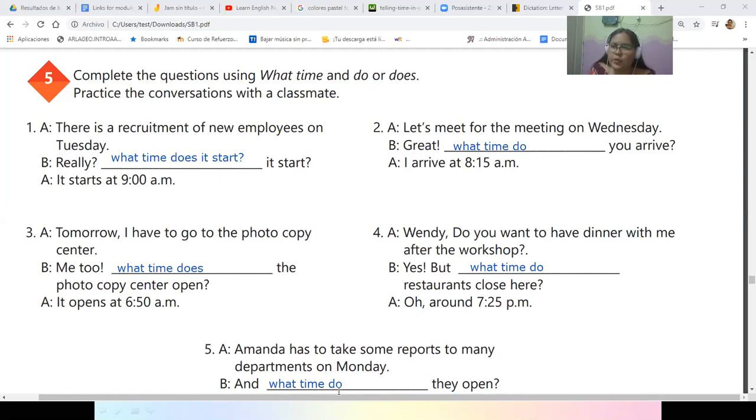Now, I sent you a video. I shared a video, Robert. Les compartí un video donde está lo del simple present. Watch it, please. Véanlo. Porque ahí sale lo de do, does, don't, doesn't. The explanation is in English and in Spanish. Creo que duró como 15 minutos. Watch it. It's really, really good. With the simple present. To see the different subjects, the different pronouns, the different auxiliaries.